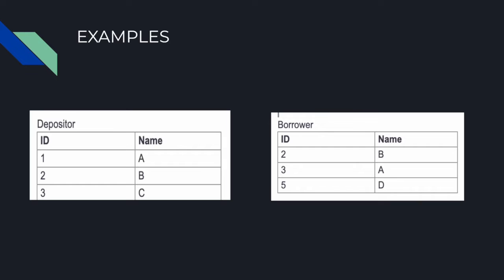For example, we have a depositor table, in which we have ID 1, 2, 3, and in name we have A, B and C. We have the second table as borrower, in which we have ID 2, 3, 5 and names B, A, D. So now we'll take the Cartesian product of the depositor and the borrower table, and whichever row or tuple shares the same identical fields, we join them together.